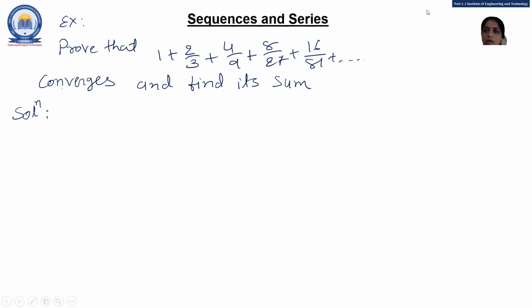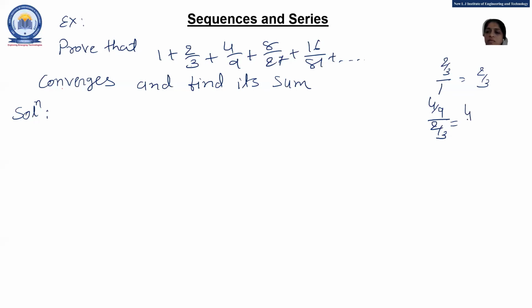And for that, for the given example, yes, Hitarth, you are right. For the given series, you have to check the ratio between two terms. Here, the ratio between second term and first term. What is the ratio? The second term is 2 by 3, 2 by 3 upon 1. So ratio is 2 by 3. Then the ratio between third term and second term, that is 4 by 9 upon 2 by 3.